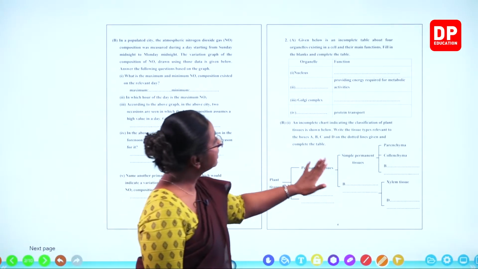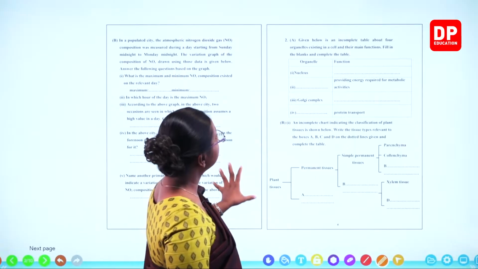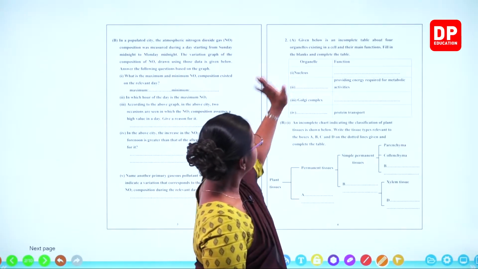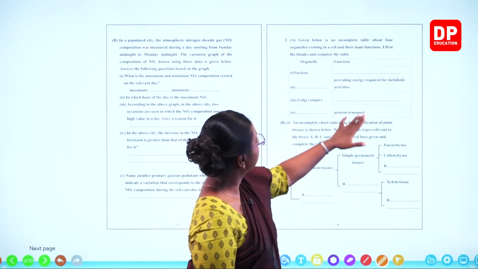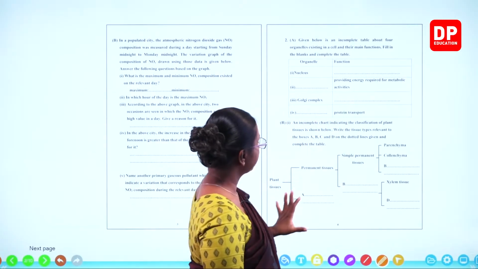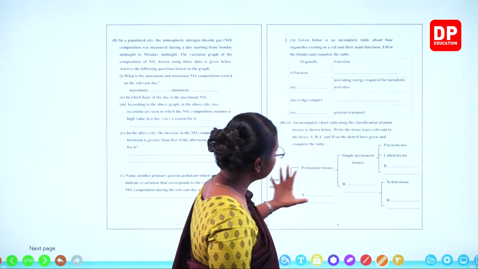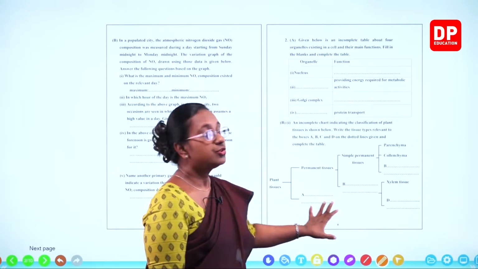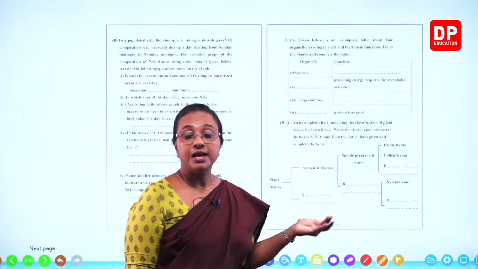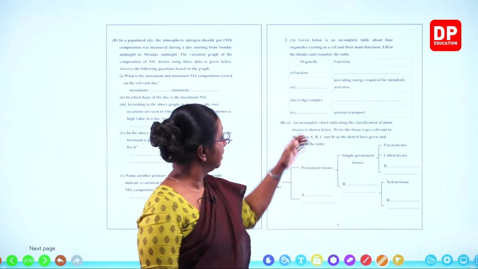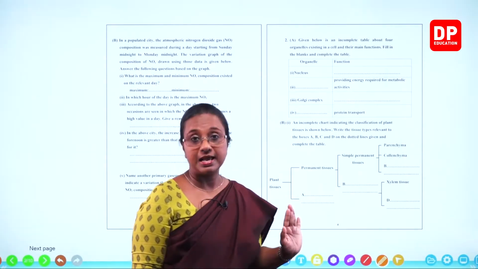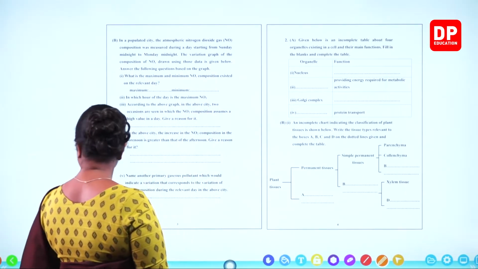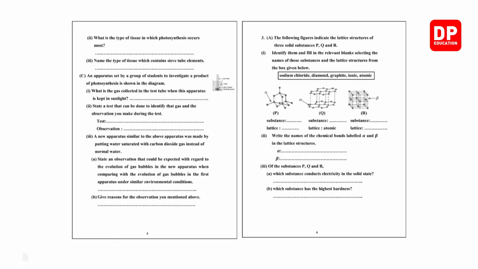Then if you look at the second question, again here you can see that it has a part A that is related to organelles and functions of a cell. Then part B is related to tissues. So that is also related to biology, different units of biology. So that also has part A and part B.